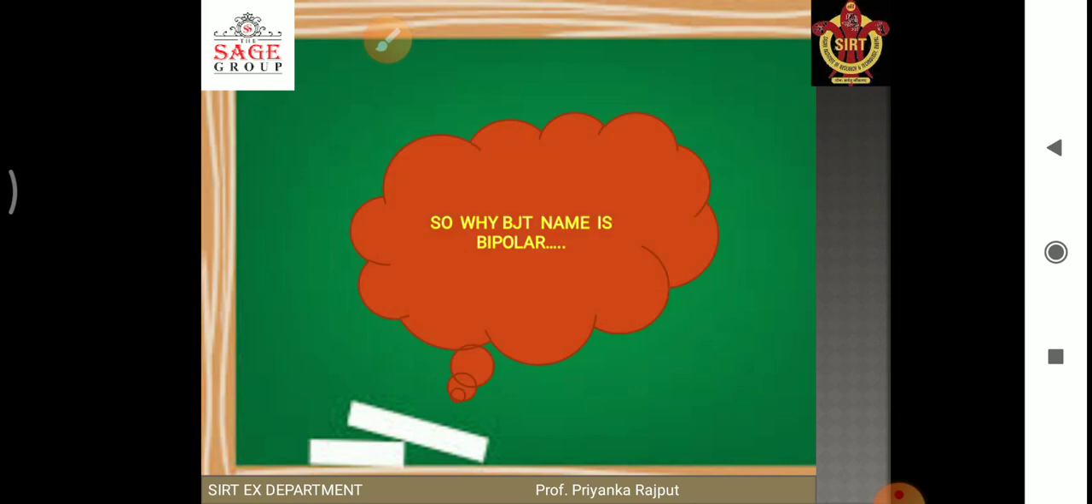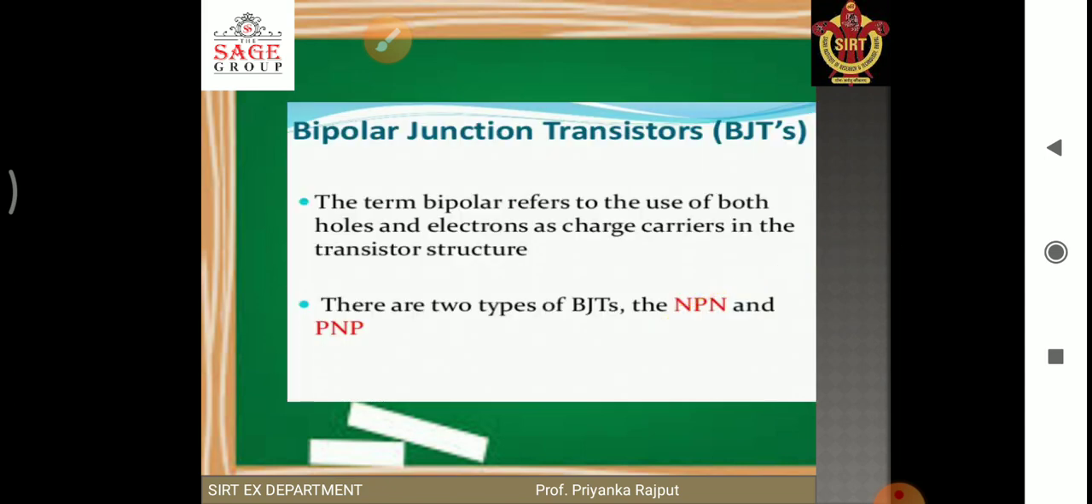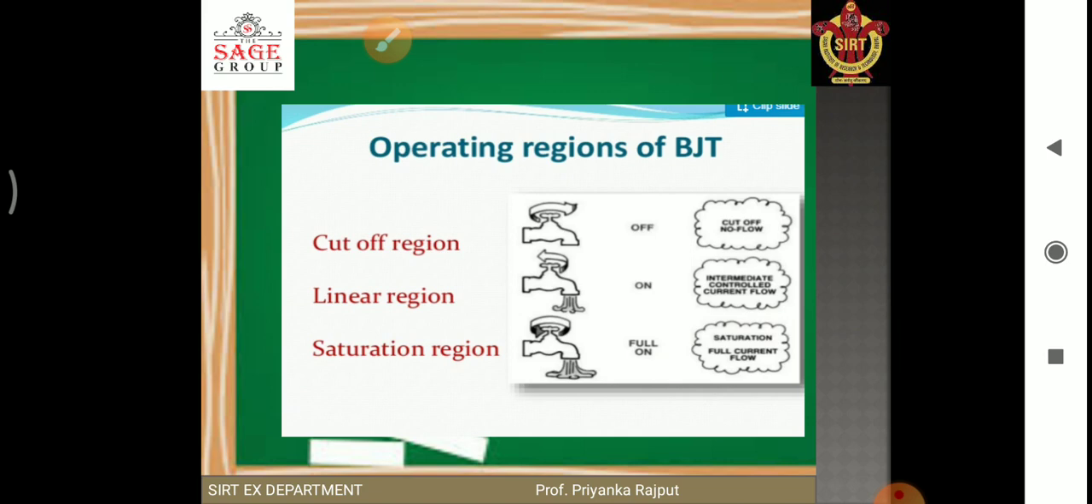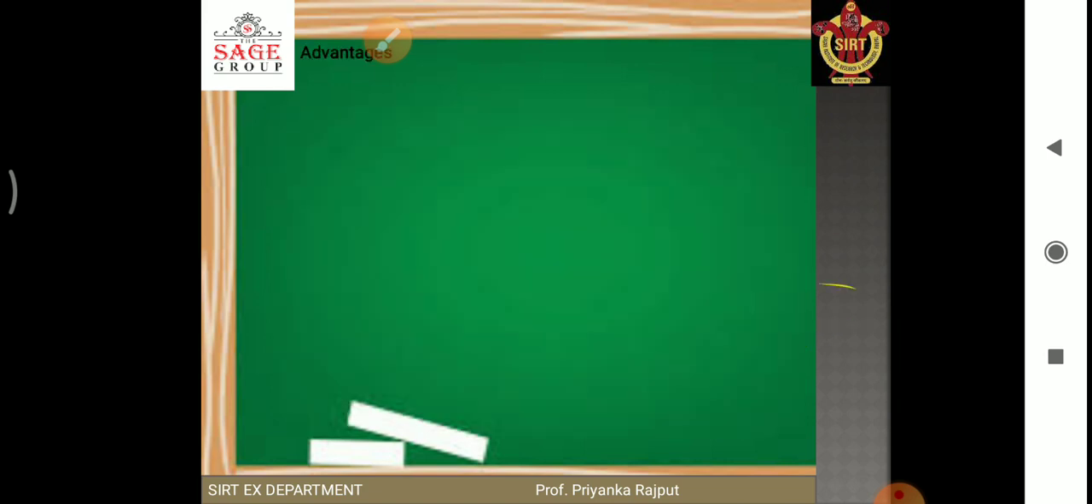So, why is the BJT named bipolar? Please think about it and answer me in the chat box. Now, everyone please see. The term bipolar refers to the use of both holes and electrons as charge carriers in the transistor structure. There are two types of BJT, NPN and PNP. Cutoff region means the tap is in the off condition. Linear region means the tap is in the on condition. Saturation region means a little bit on and off condition.